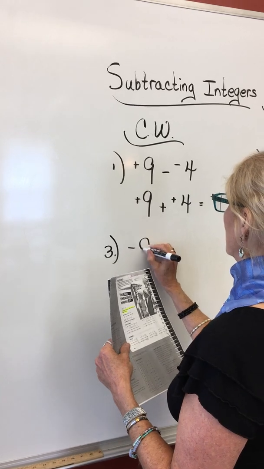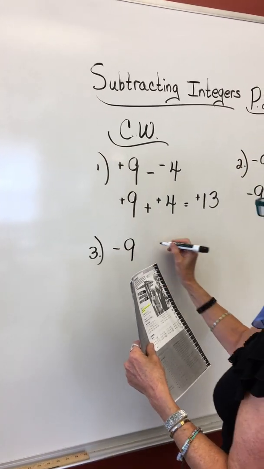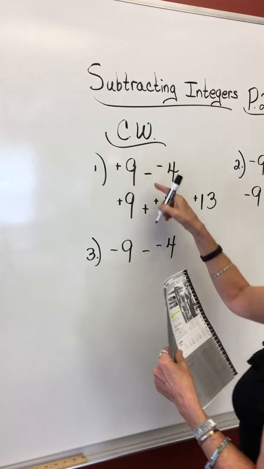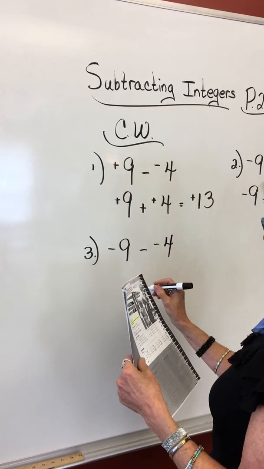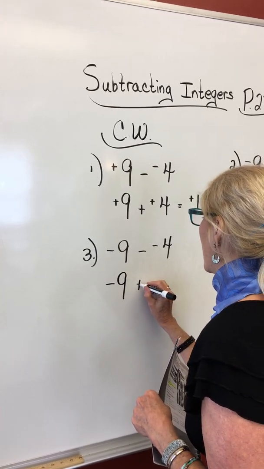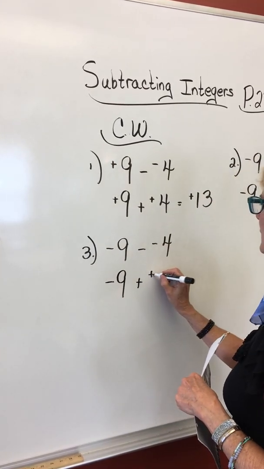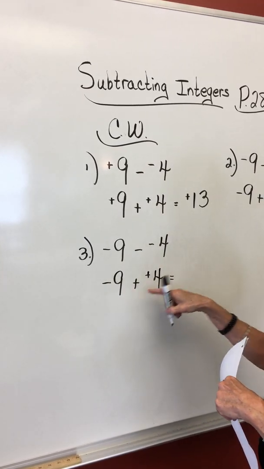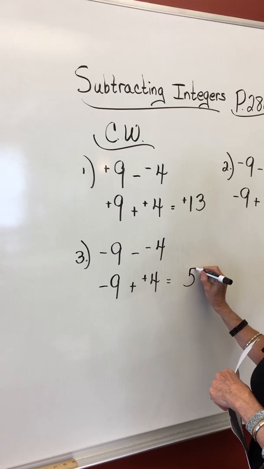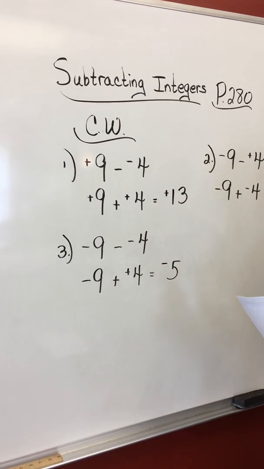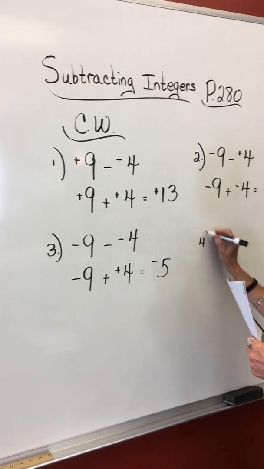We're still going to use 9 and 4. Now we'll have a negative 9 minus a negative 4. Okay? So let's see what this does. So we're going to keep the negative 9. We're going to add the opposite. That becomes a positive 4. Signs are different, right? So I subtract their absolute values. Sign of the larger, greater number goes to the answer. So I have negative 5 in this case.